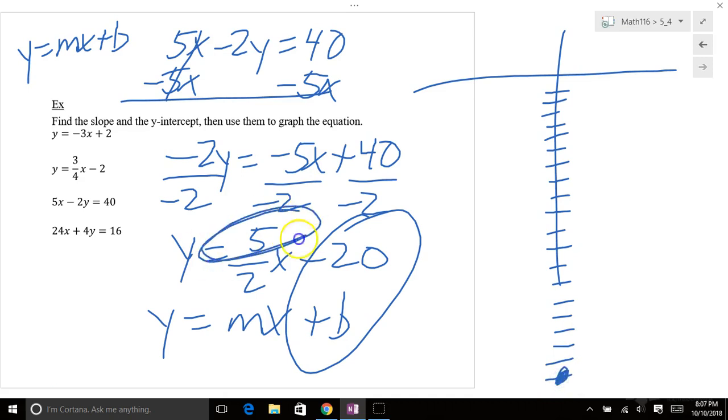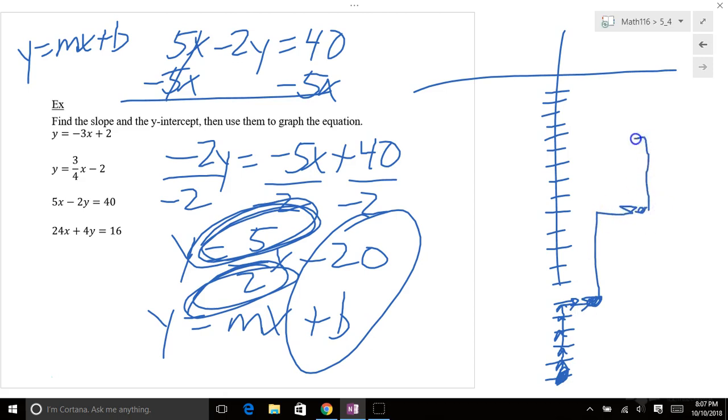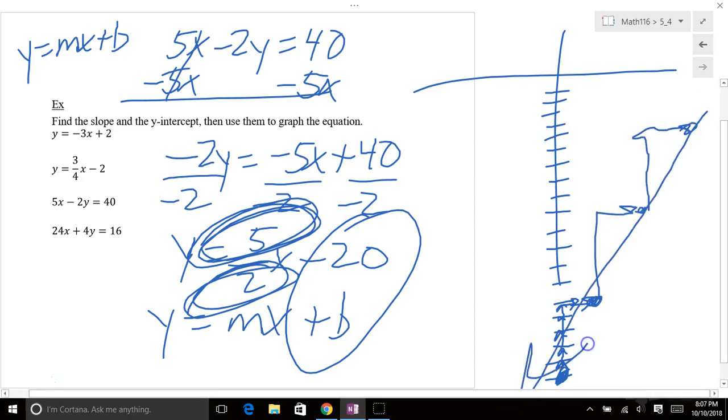And then we're going to go up 5, positive 5, and right 2 from there. Up 5, 1, 2, 3, 4, 5, and right 2. And then up 5 and right 2 again. Up 5, right 2, and so on, and we draw that thing. I think you guys kind of got the picture here.